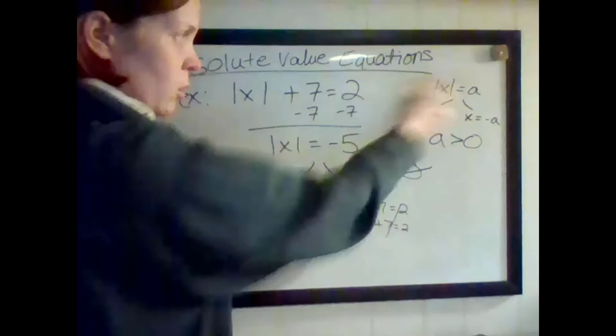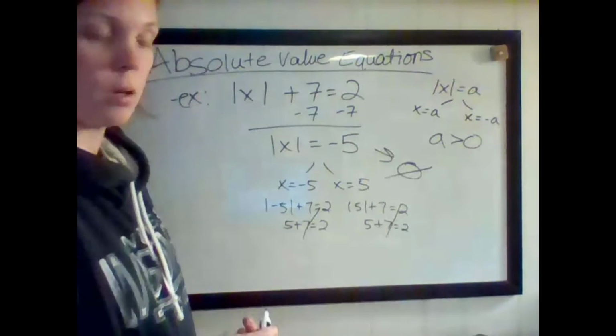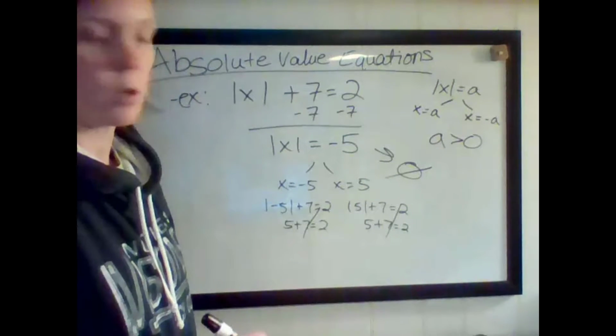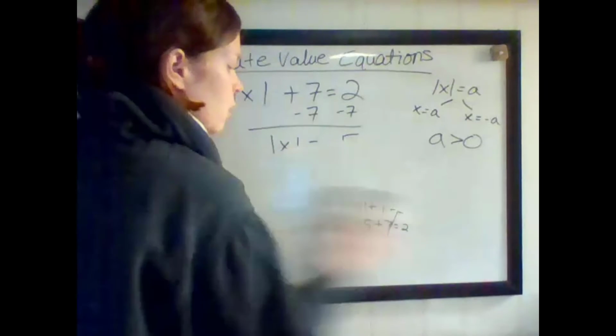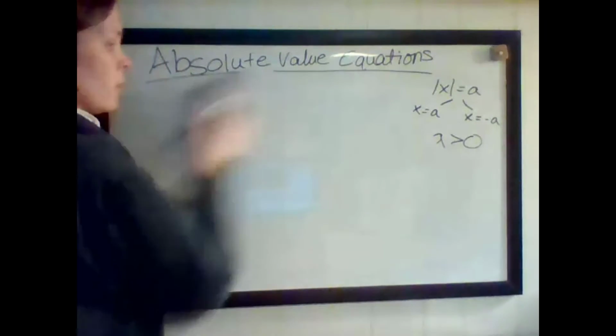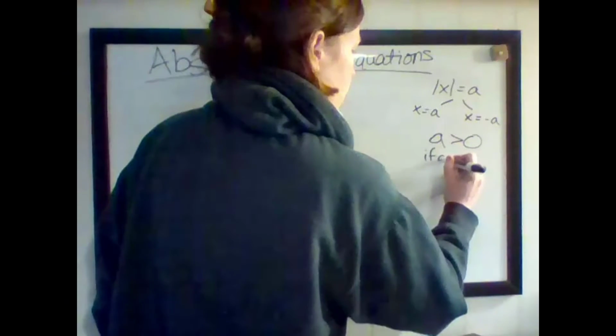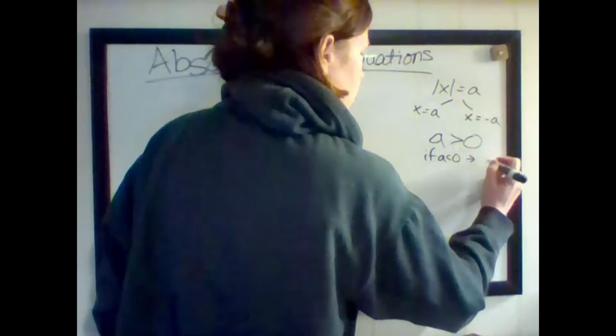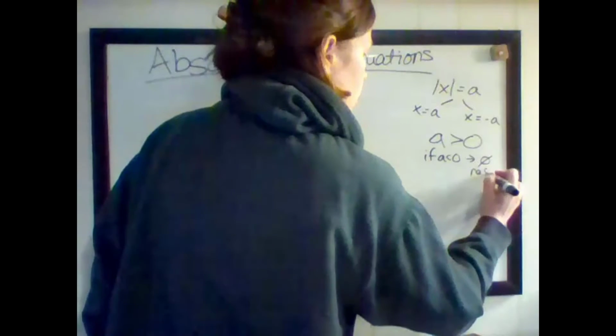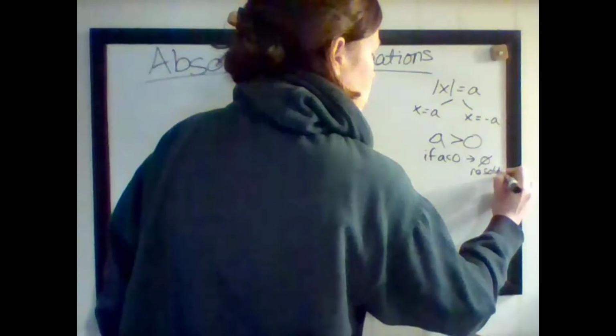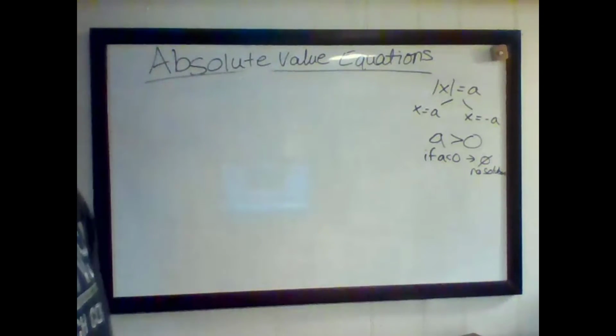Okay. So it only works if it's a positive. If we get the absolute value part equal to a negative, there's no solution. If you want, you probably could even add to the little rule: if a is less than 0, then there is no solution.